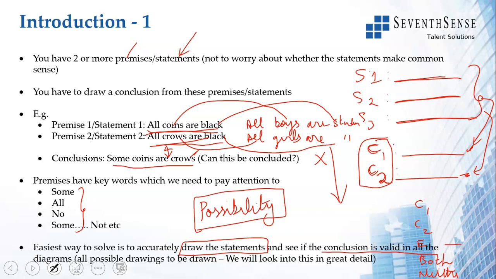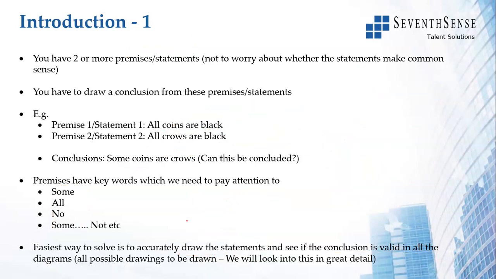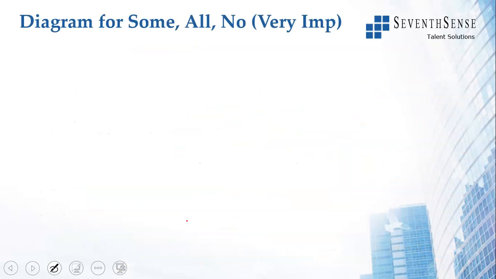And you have to take care to ensure that there are some keywords like this: some, all, no, some not, even possibility. You'll have to keep your eyes and ears open for these words. And the best way to solve syllogism questions is by drawing the statements. So what do you mean by drawing the statements? Okay, so how do we do this?